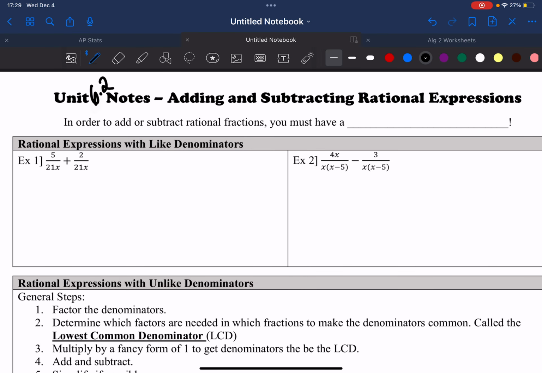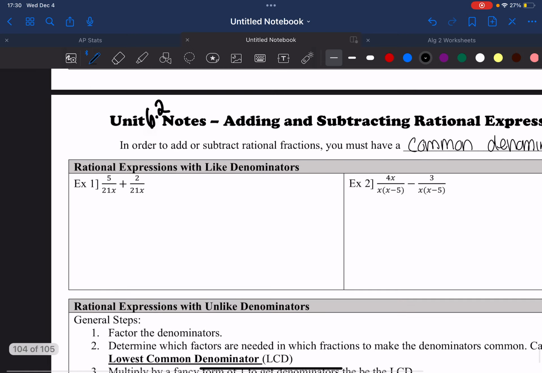Unit 6.2 notes, adding and subtracting rational expressions. In order to add or subtract rational fractions, you must have a common denominator, just like when you are adding or subtracting normal fractions. So in example 1 and example 2, both of these are going to have common denominators.